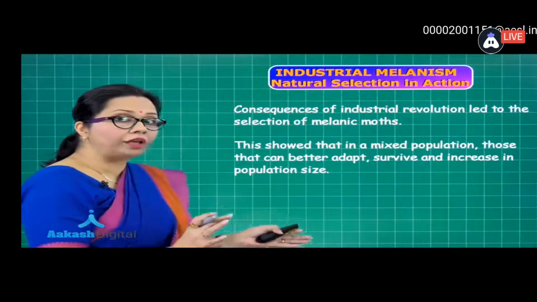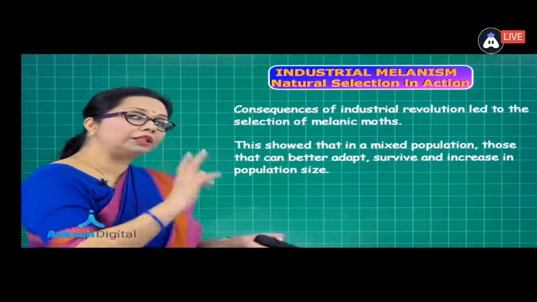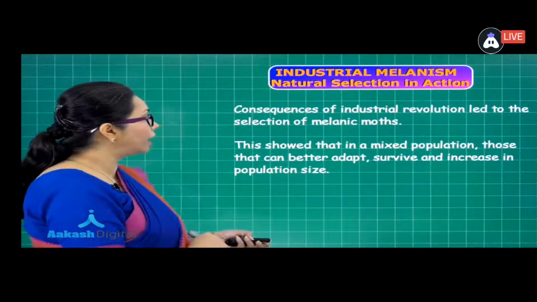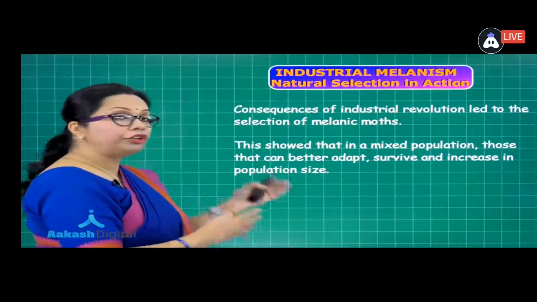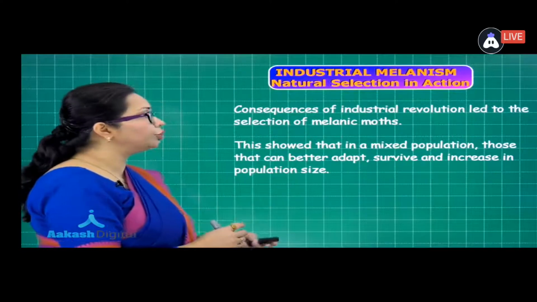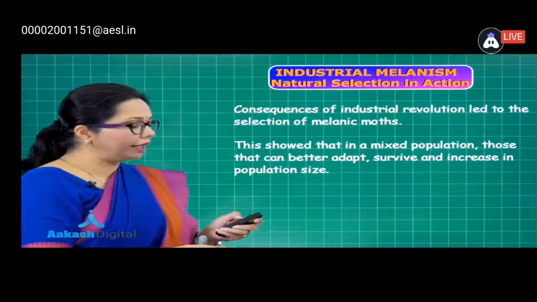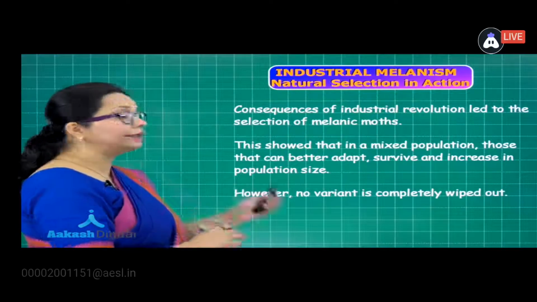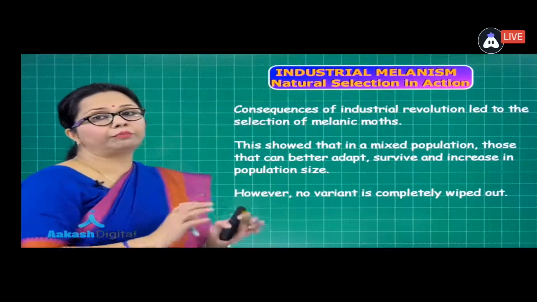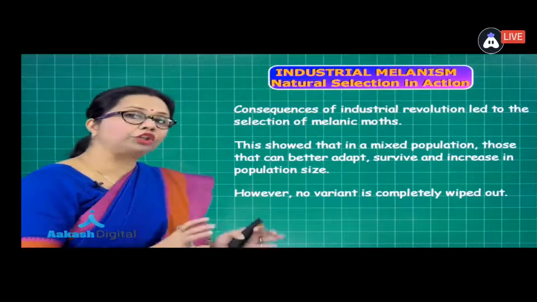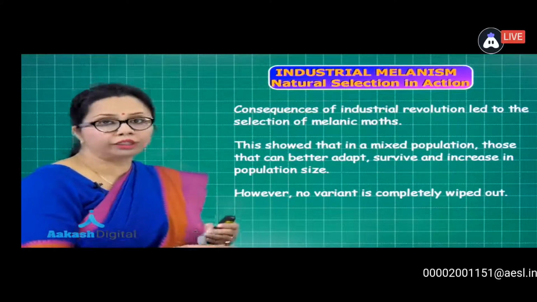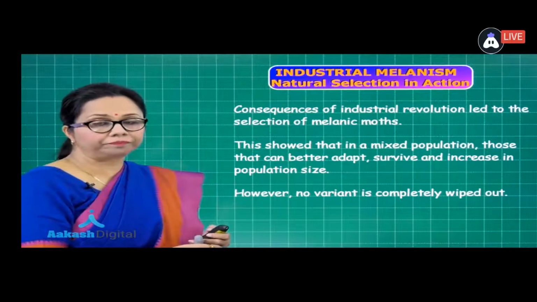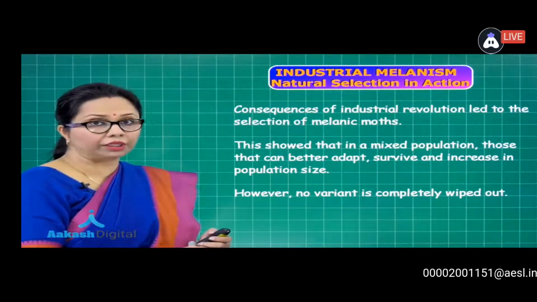So variations were there, that is two variants, light colored and dark moths, and out of that, whichever was better adapted to the niche situation could survive and increase its number, while the other one decreased. But at the same time, no variant is completely wiped out. The variation remains, although the frequency of that variation would change. That's what selection brings in.